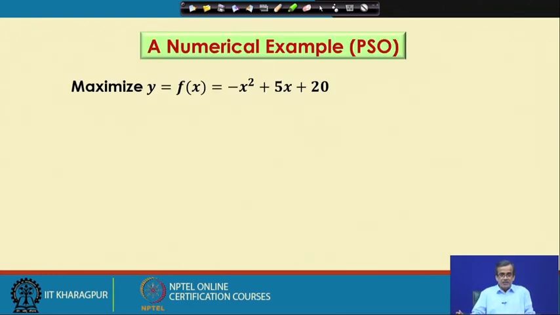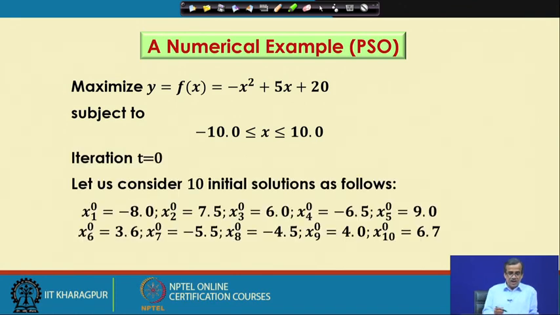Now, to explain the working principle of this particular PSO, I am just going to take the help of one numerical example. This is a very simple example involving only one variable. What we do is we try to maximize y, a function of only one variable: f(x) = -x^2 + 5x + 20, subject to the condition that x lies between -10 and +10. So, this is the range for the variable.